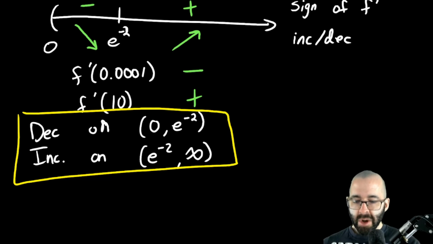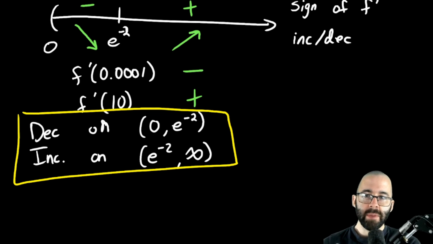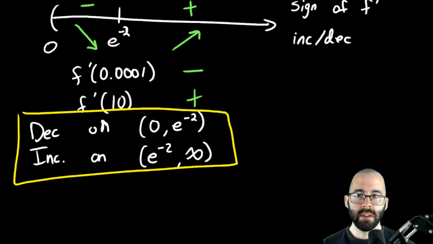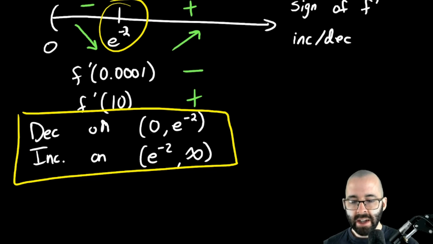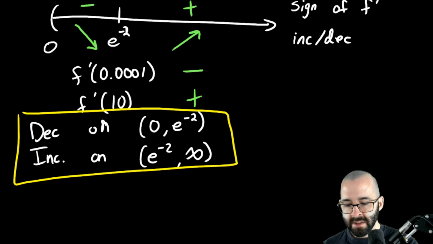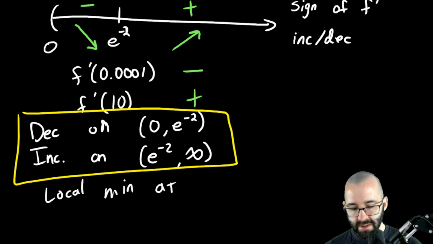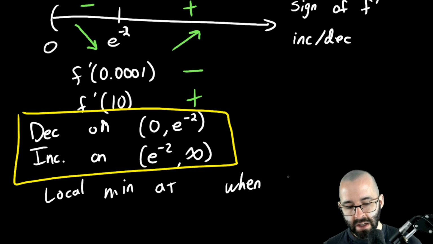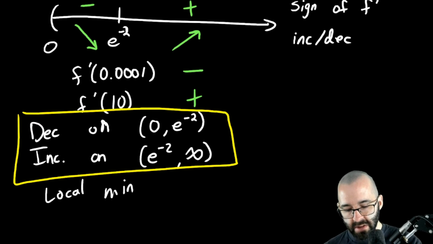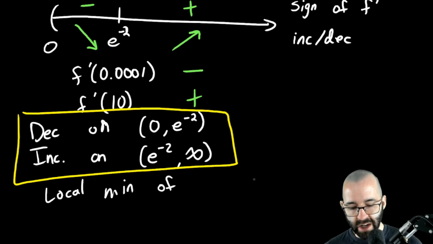Okay, that was part A. Part B was local extrema. We basically already did it with the first derivative test. Right? We have a critical point right here, and it goes from decreasing to increasing. So part B really is just saying that there's a local minimum of whatever the function value is at x equals e to the negative 2.